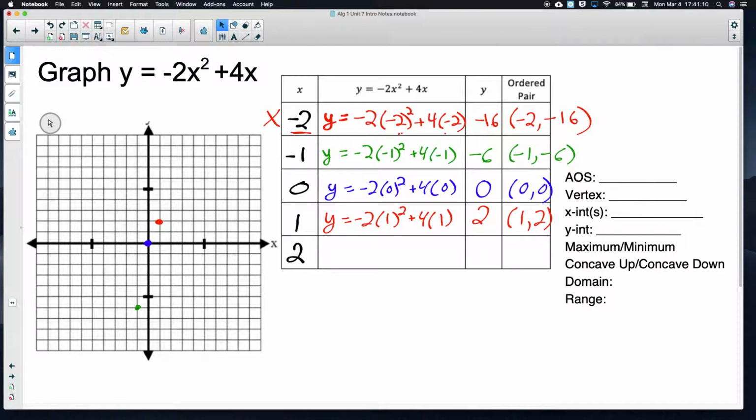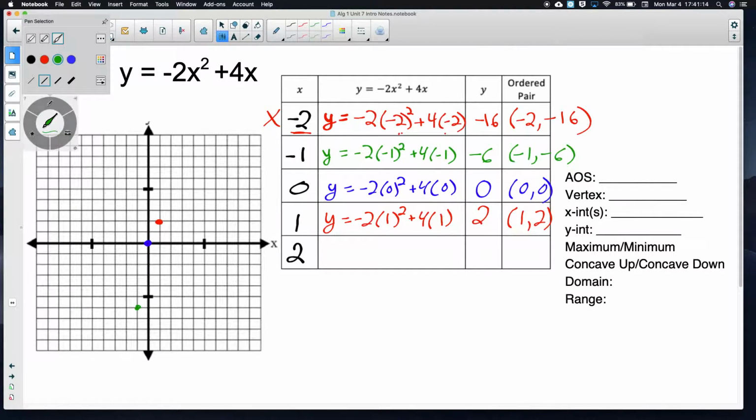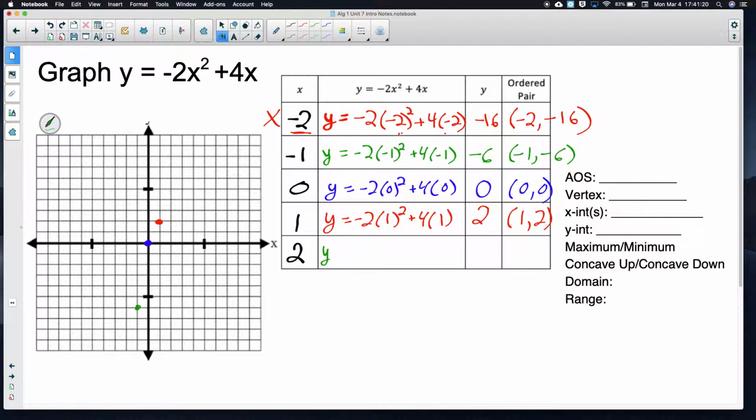And then if I plug in 2, just using my table, y equals negative 2 times 2 squared plus 4 times 2. When I simplify that, I get 0. So (2, 0) is going to be a point.